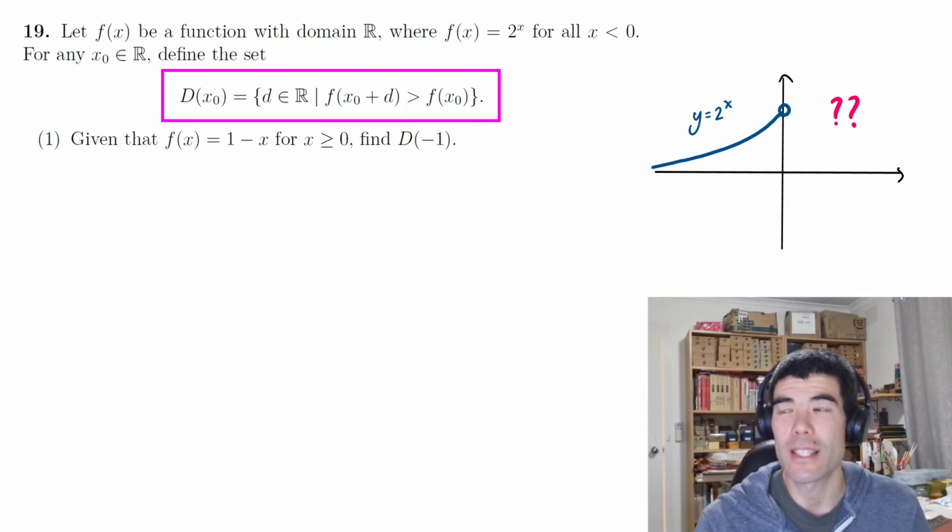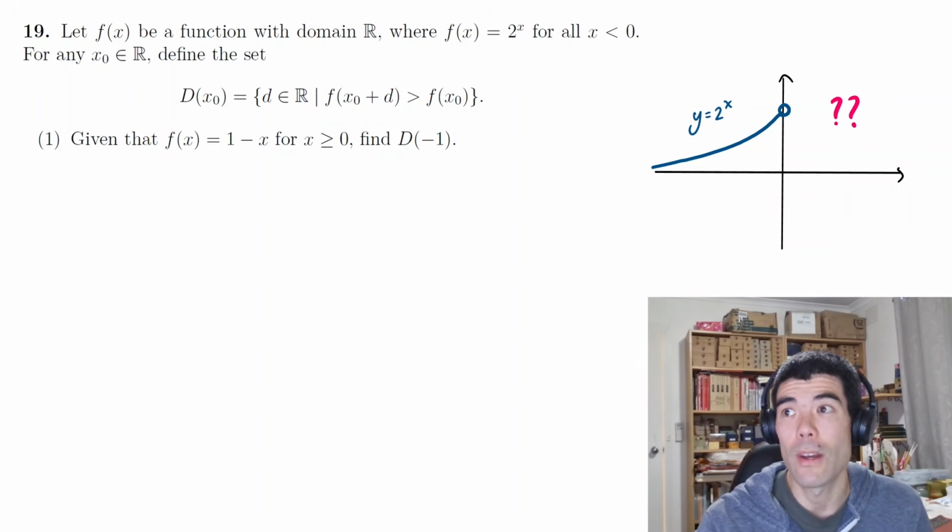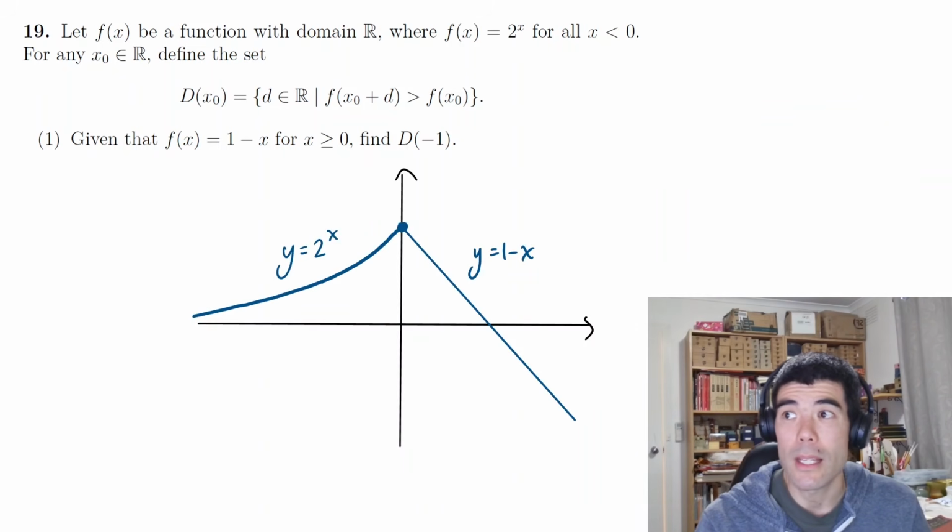So the question defines this capital D of x0, and what it is is all real values of d such that f of x0 plus d is greater than f of x0. So we're thinking of d as being added to our x value, so we can either move right or left, such that the function value increases, so that's the y value increases. In question 1, we're given f of x is 1 minus x for x greater than or equal to 0. We want to find D of negative 1.